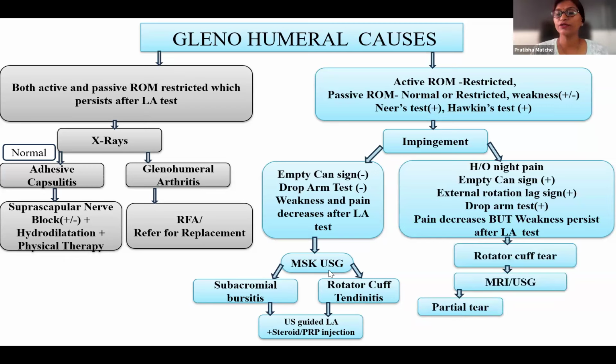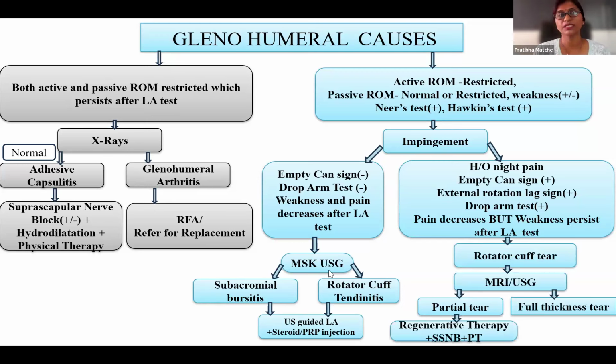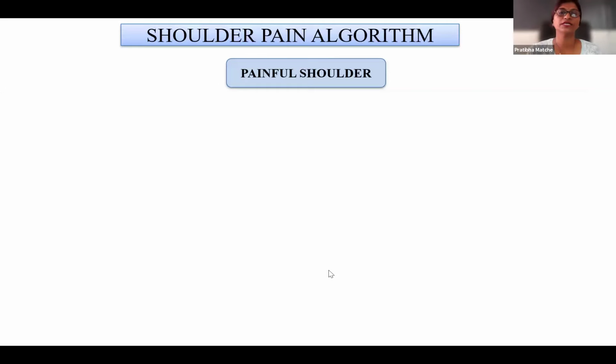So you could do the diagnosis on ultrasound if it is a good high resolution ultrasound, or MRI, which is the gold standard. It could be either a partial tear or a full thickness tear. Then you can go for regenerative therapy, suprascapular nerve block followed by physiotherapy, or you can advise repair if there is a full thickness tear.